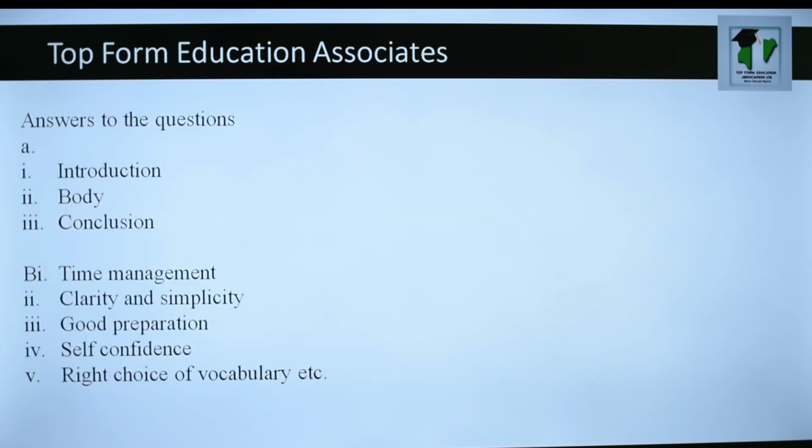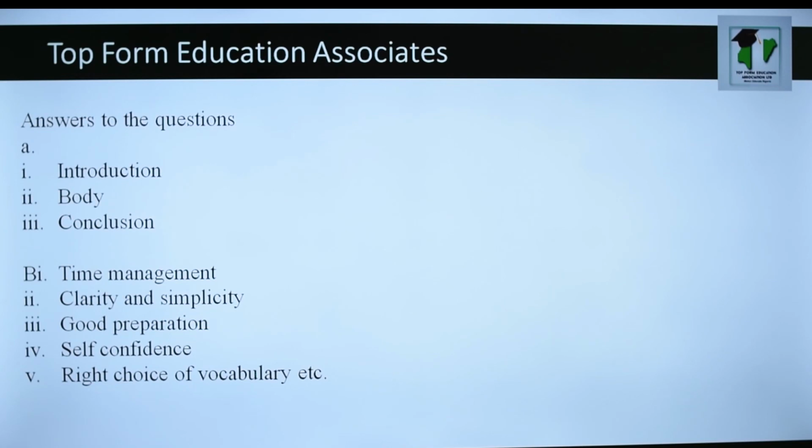So look at your screen and then you will go down the lane. The answers I've just given you. Answers to the questions. Question A, you have your introduction, the body, and conclusion. Question B: 1, time management. 2, clarity and simplicity. 3, good preparation. 4, self-confidence. 5, right choice of vocabulary. And there are more, I mean, there are 9. So you could start anywhere.